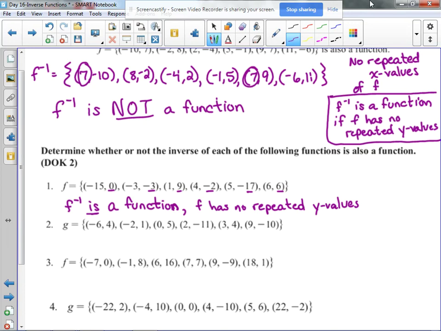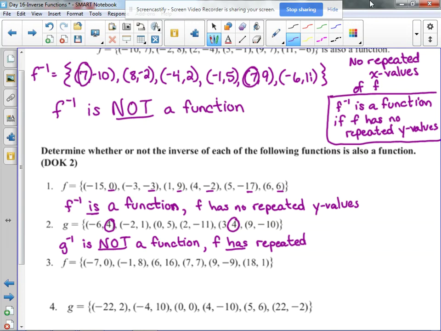If we look at number 2, 4 is repeated as a y value. So g inverse is not a function. G has repeated y values.